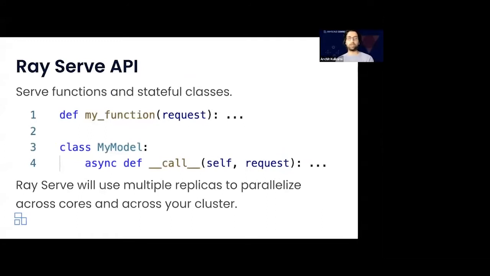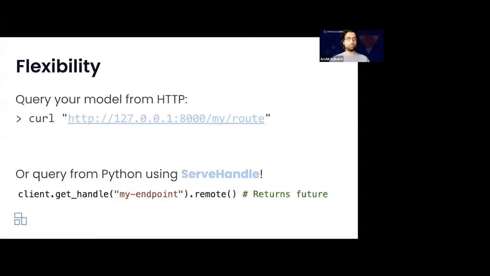So here's what the API looks like. It's pretty similar to just ordinary functions and classes in Python. You'll be able to serve any function or any stateful class that you want. And Restful will use multiple replicas to make copies of your model, and it'll be able to accept parallel requests, and that'll increase your throughput across cores on a single machine or across multiple machines on a cluster. How you would actually query your model is you could do it in 2 ways. You can query it from HTTP, using a route like this, and you can customize the route. Or you can query it from Python using what we call a served handle. That's just an ordinary Python handle, and we call it like this.